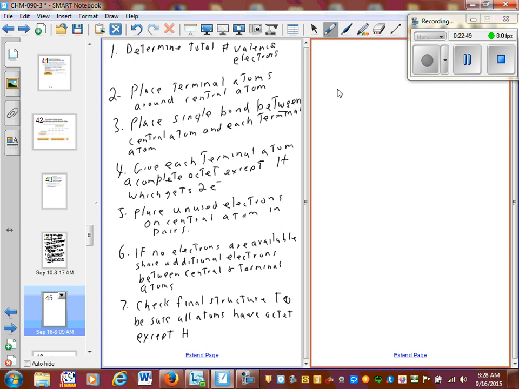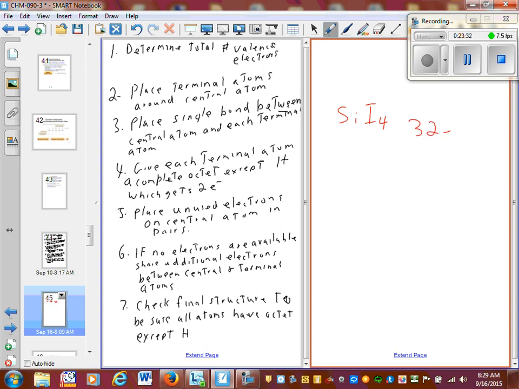Silicon tetraiodide. How many valence electrons? Quick. So what? 24? 32. Iodine's in column 7. 7 times 4 is 28. Silicon's in column 4. 28 plus 4 is 32. This is going to take forever. 32 electrons you got to put in. I'm never going to figure this out.